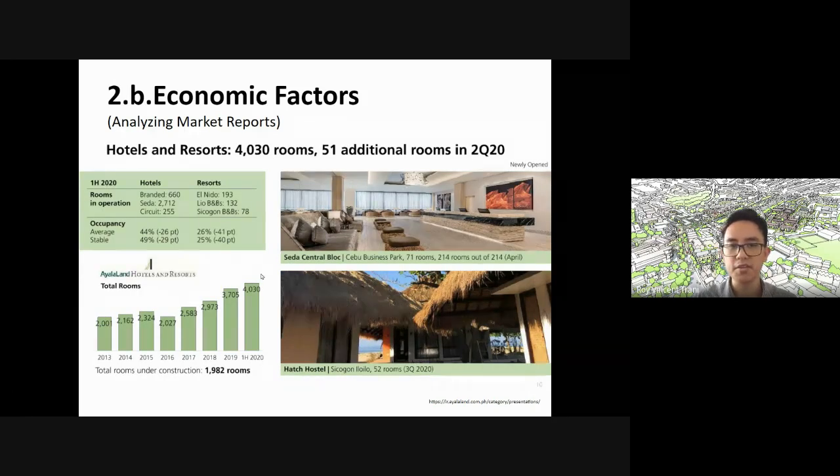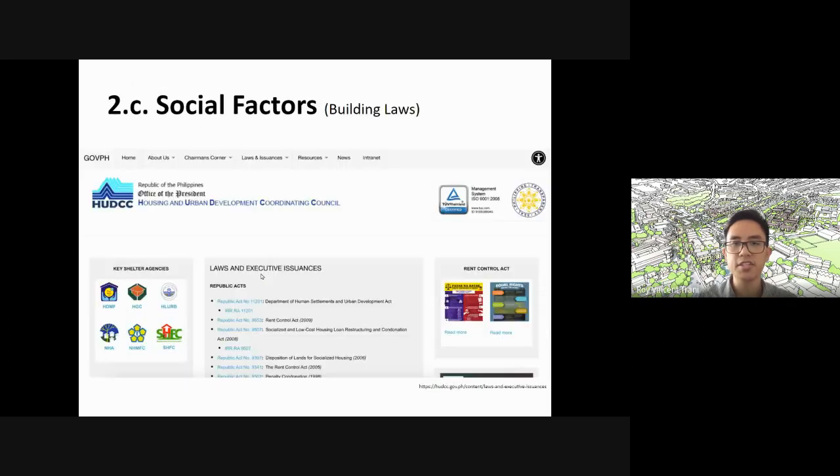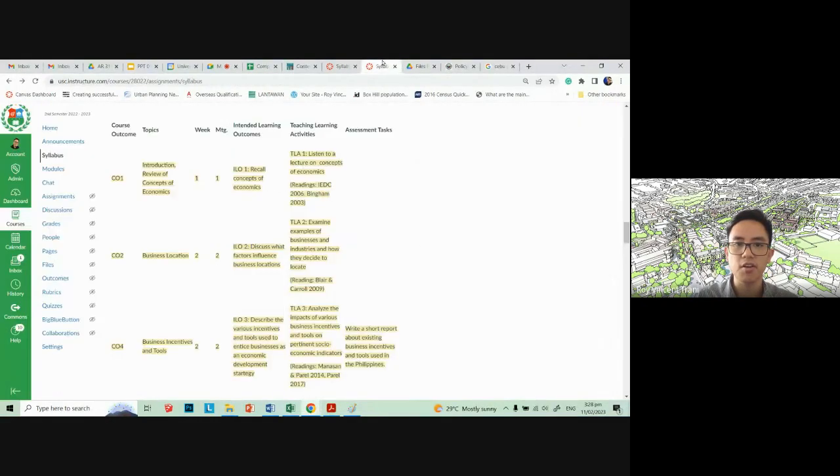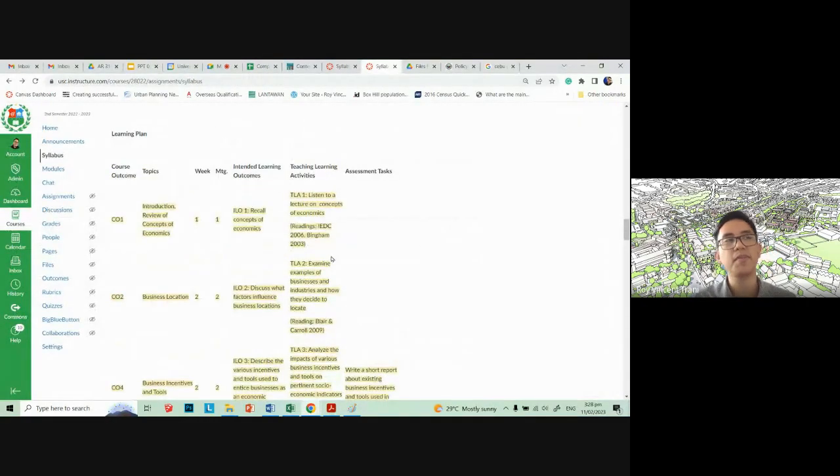Increased demand for hotels and resorts. And then I'll just skip the social factors because that's for another class. But anyway, let's see here. Going back to the syllabus, the basic concept that really comes up is really supply and demand.